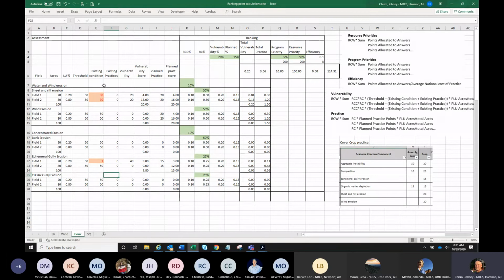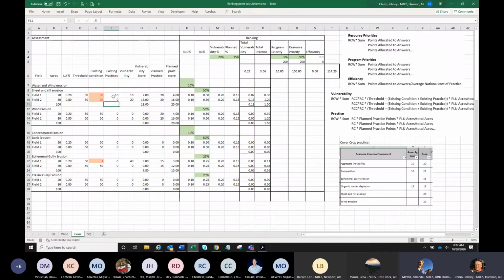For example, let's say the existing condition is 30, but we have an existing practice, say conservation crop rotation, which gives him 10 points already out there. Well, then that decreases the vulnerability, because the score is calculated by the threshold minus the existing condition minus the existing practices. So our vulnerability is less because we're already doing a practice out there. Does that answer your question?